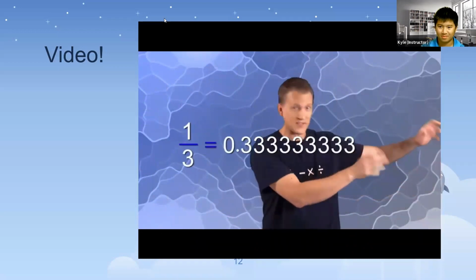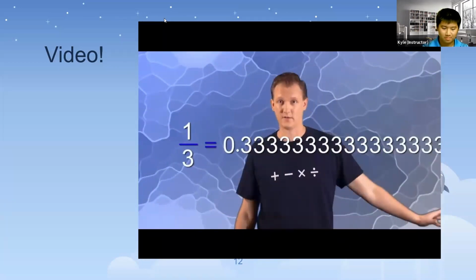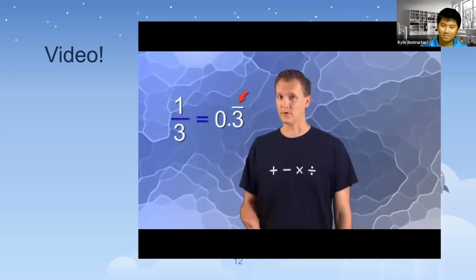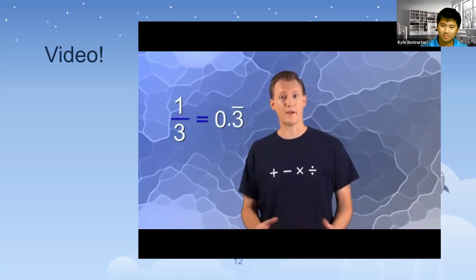So the decimal value of 1/3 is 0.33333333, with 3's that keep on going forever. But since we can't keep writing 3's forever, we can just stop and round the number off, or we can use this special symbol that means this number repeats forever. All we have to do to convert a fraction into a decimal is divide.